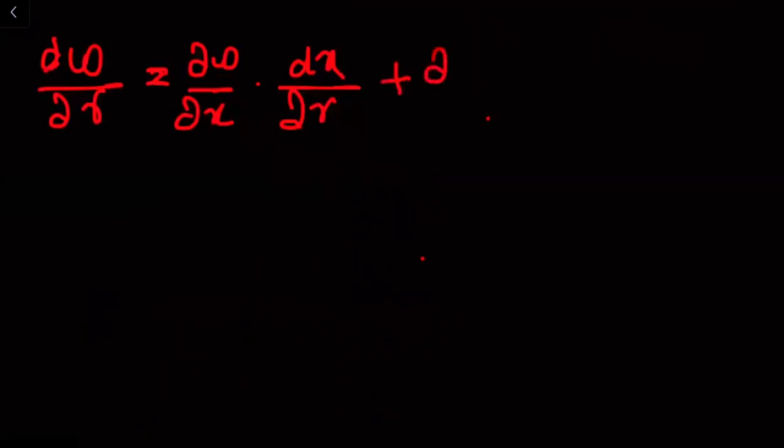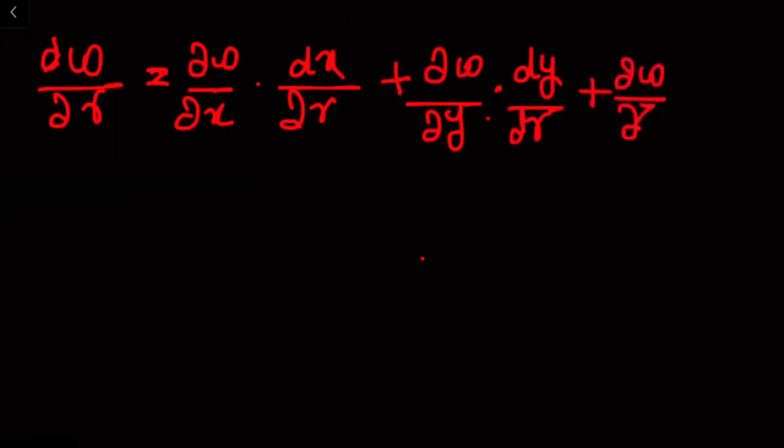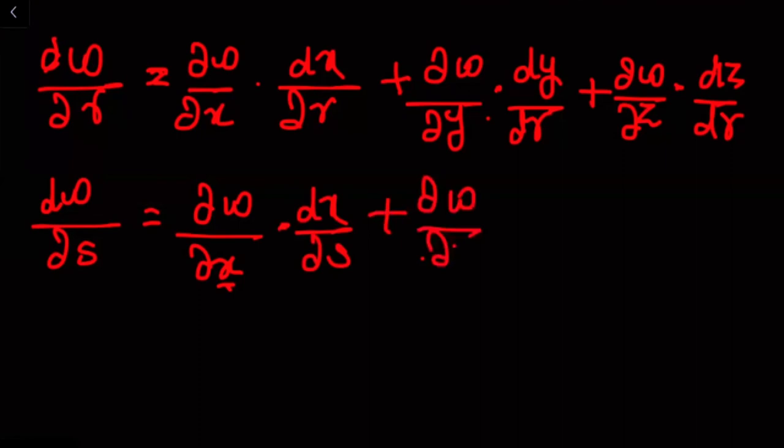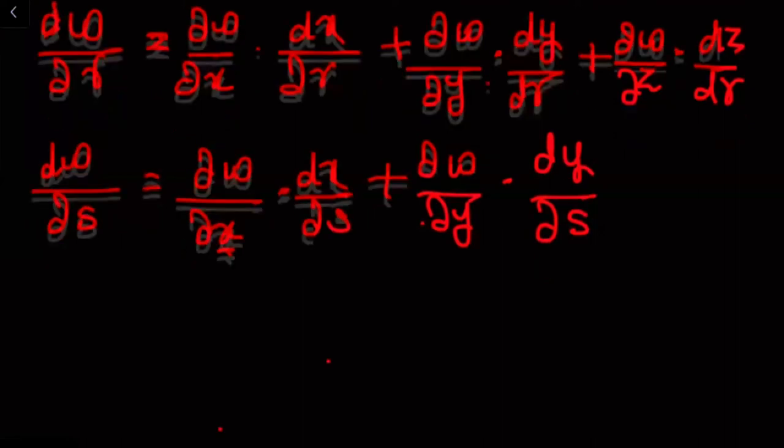Plus dou w by dou y times dy by dr plus dou w by dou z times dz by dr. Dou w by dou s equals the path consisting of s in the x variable, the path we have to follow, dx by ds, plus in the y variable, dy by ds. Since there is no s in the last z value, let's calculate dou w by dou x and all this.